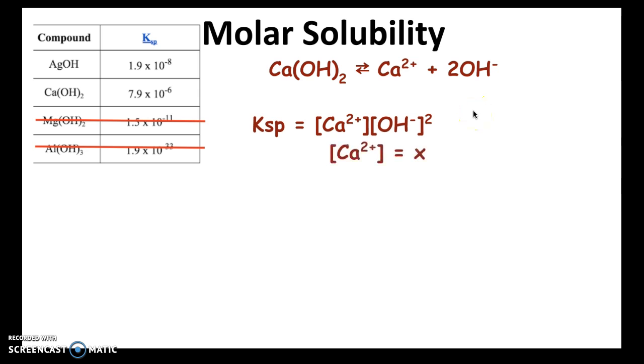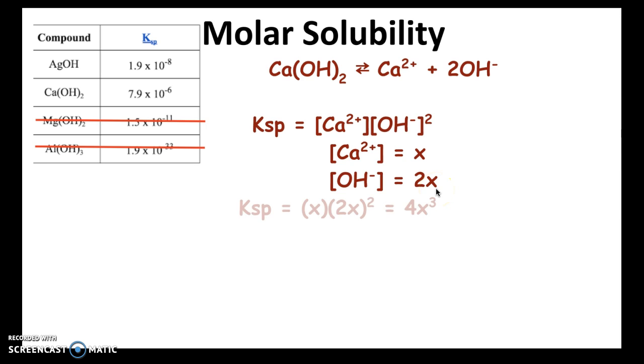Then we identify our concentrations in terms of X. So calcium is going to be X because the coefficient here is 1. So if you had 1 mole of this, you would get 1 mole of this. On the other hand, what should the concentration of OH minus be? If you have 1 mole of that, you would have 2 moles of that. So what should the concentration be in terms of X? Great, it should be 2X. Basically, it's the coefficient in front of it and then an X.